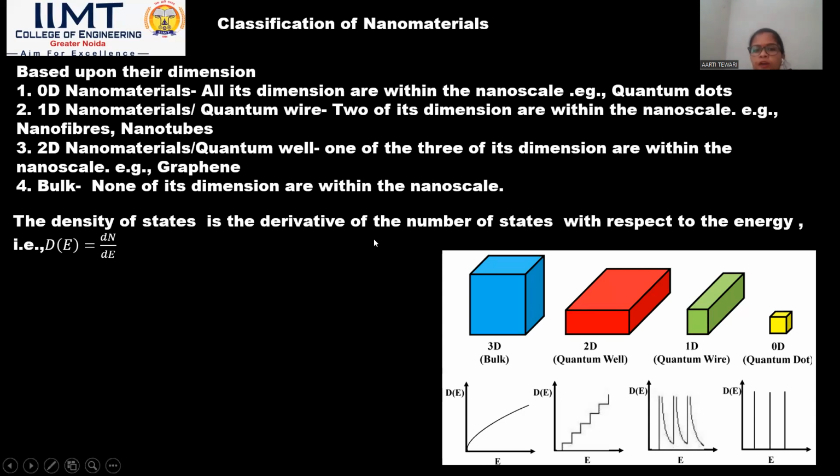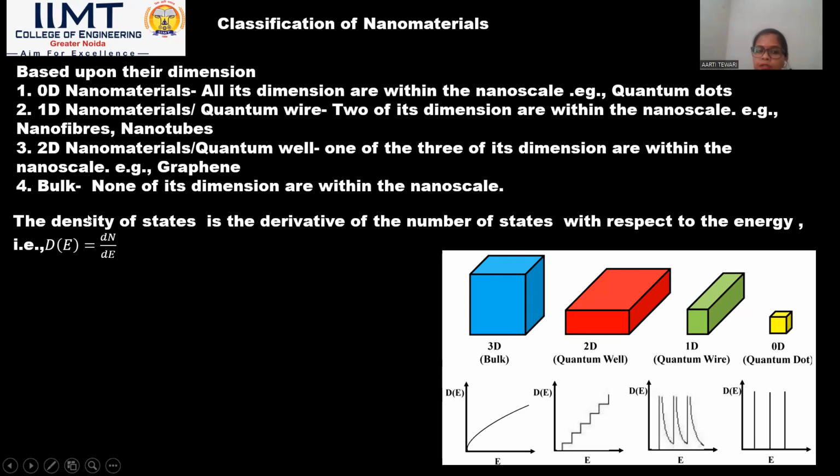Then you have a bulk where none of its dimensions are within the nanoscale. Okay? So you have a zero-dimensional nanomaterial as quantum dot. You have a one-dimensional nanomaterial as quantum wire. You have a two-dimensional material as quantum well, and a three-dimensional one that is bulk material. So what is the density of states? Density of states is actually the derivative of the number of states with respect to energy.